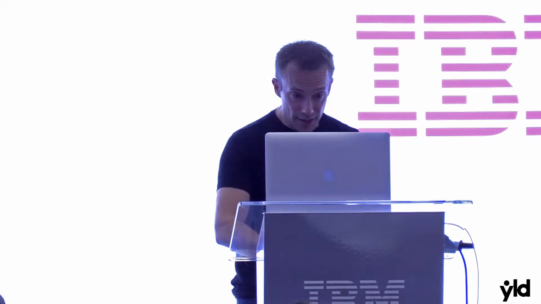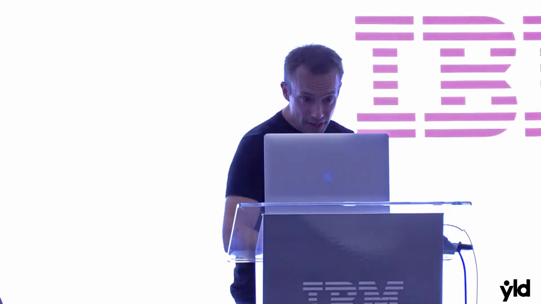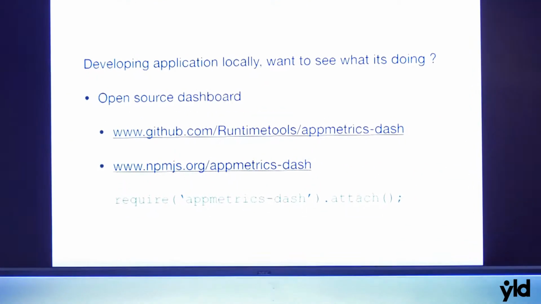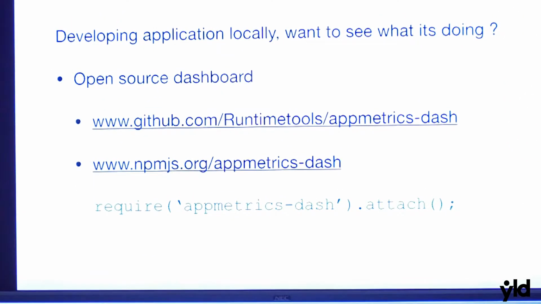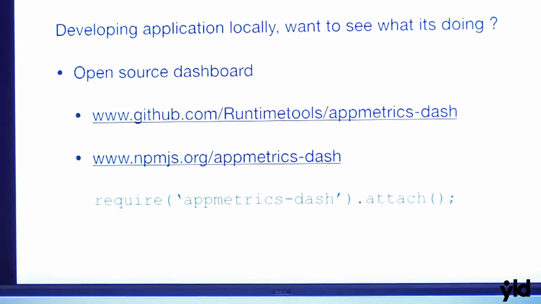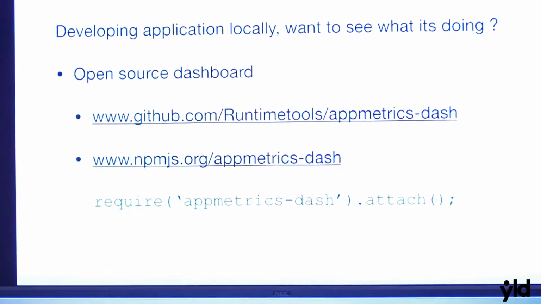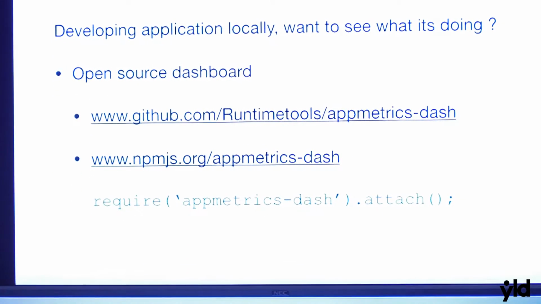So going back to the demo, where would you start? So we've got this fantastic tool. We can monitor everything that you do. So where would you start? So we start with a developer. You're developing your application. You want to know what it's doing under the covers. You want to know any performance problems that are happening. So where would we start? Well, we start with AppMetrics Dash.